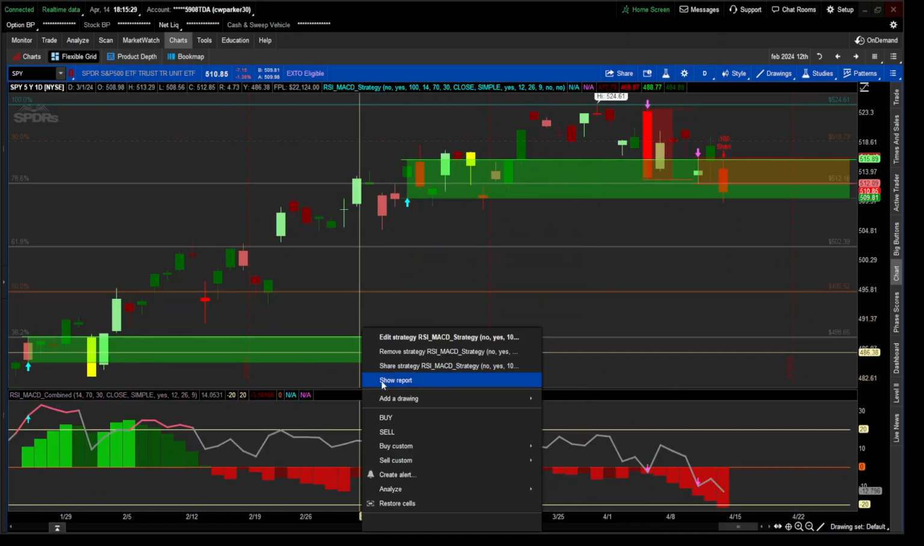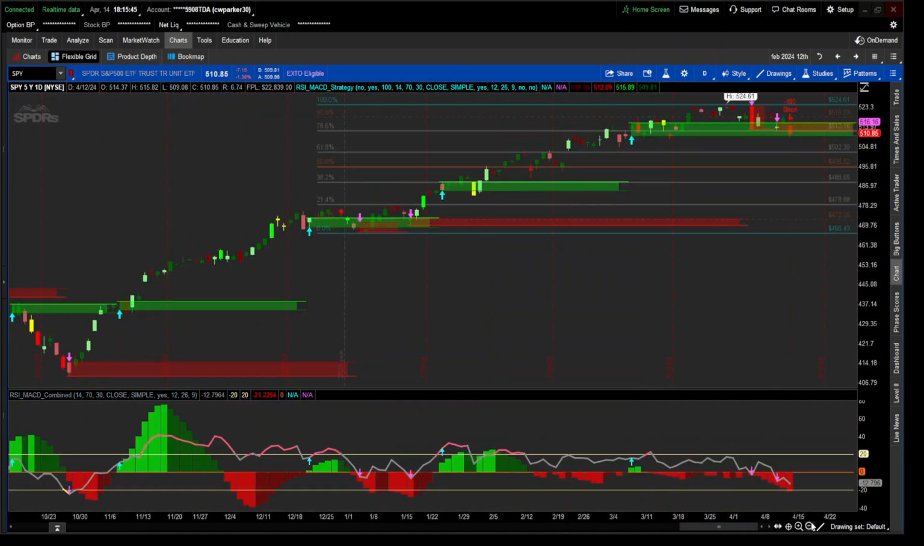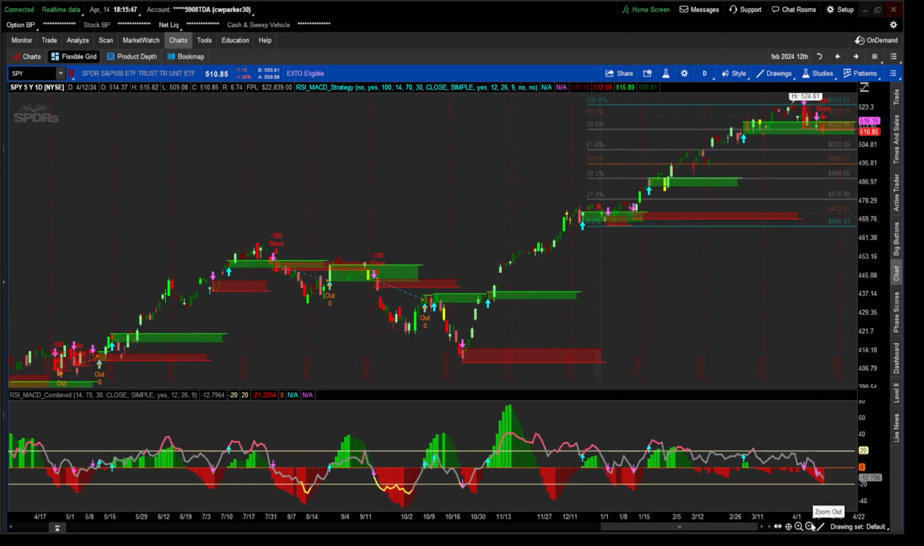Now let's look at things from the short side, only taking the shorts. It looks like the short would have been really profitable, especially that one trade where the $6,000 would have been the max trade on the short side. You made $22,000. So that's it. That's the strategy in a nutshell.